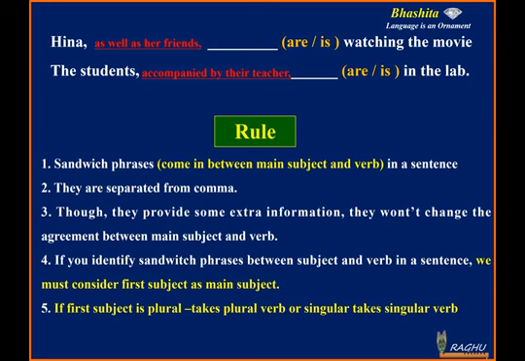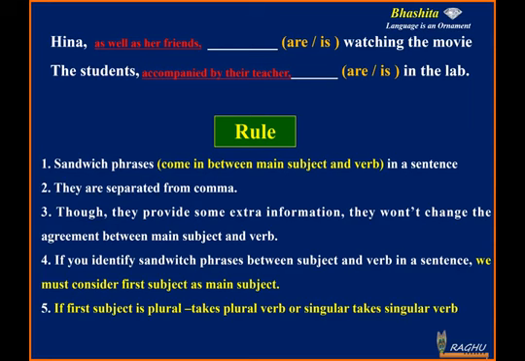So what is a sandwich phrase? Sandwich phrases generally come in between the main subject and the verb in a sentence. They are separated with commas in a sentence. Though they provide some extra information to the meaning, they won't change the agreement between the subject and the verb. If you identify such sandwich phrases in the given sentences, we must consider the first subject as the main subject in the sentence.